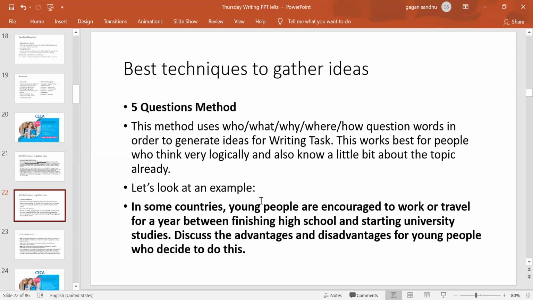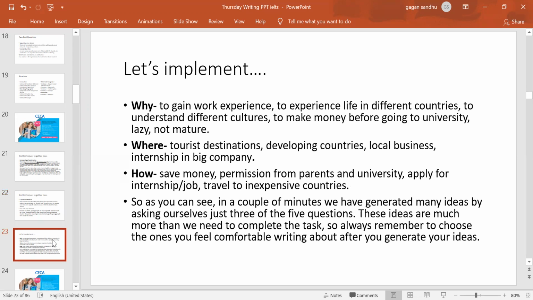First of all, the structure we are following is advantage disadvantage. The first sentence is paraphrasing, the second sentence is the outline. No thesis will be given here, and then we follow the structure beneath. And how are we implementing the 5 question method? Let's implement it here. First of all, who: we're talking about young people. And what: to travel or to work in the year gap between high school and university studies, right? Now the next 3 questions.